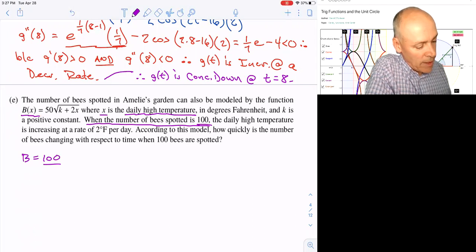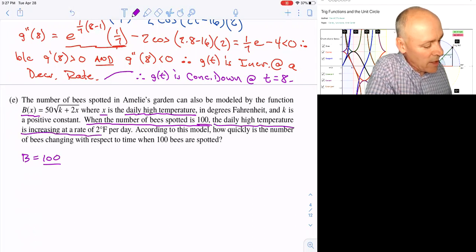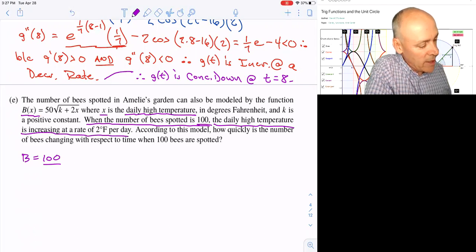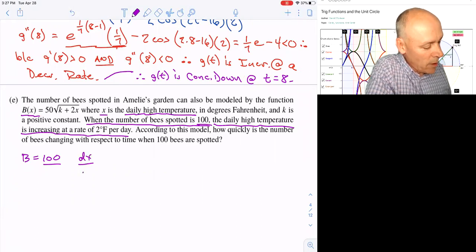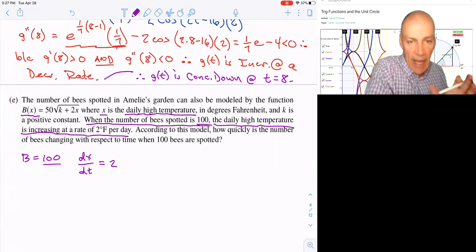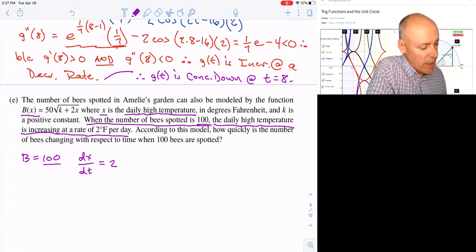How about this part? The daily high temperature is increasing at a rate of 2 degrees Fahrenheit per day. Well, would you believe that is the change in x per the change in time is equal to 2. That's what that part of that sentence means. The daily high temperature is increasing at a rate of 2 degrees Fahrenheit per day. So dx/dt is equal to 2.